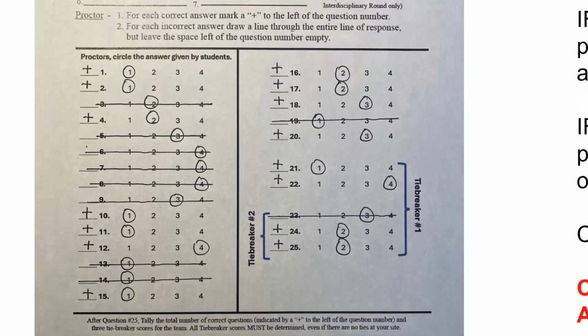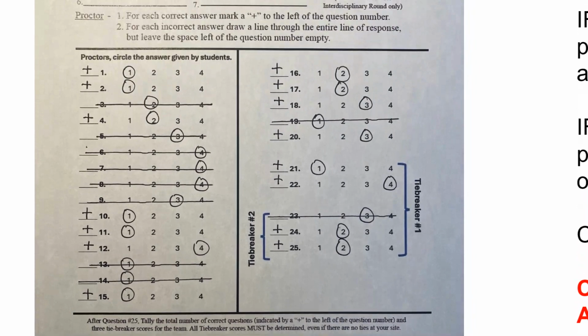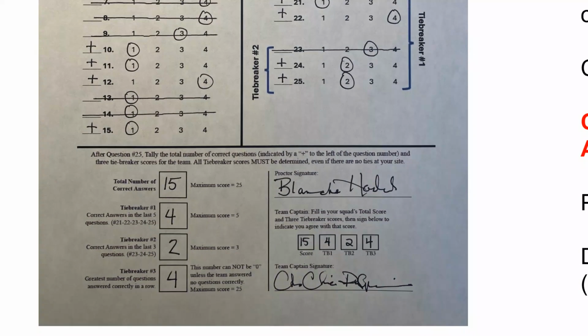And you will notice that there's a space in between. We've marked what you're counting for tiebreaker 1 and what you're counting for tiebreaker 2, just to give you a little help there. So when we look at tiebreaker 1, it counts the last 5 questions. In the last 5 questions, they got 4 right. So there's a 4. They got 15 right overall. Tiebreaker 2, in the last 3 questions, how many did they get right? From questions 23 to 25, they got 2.